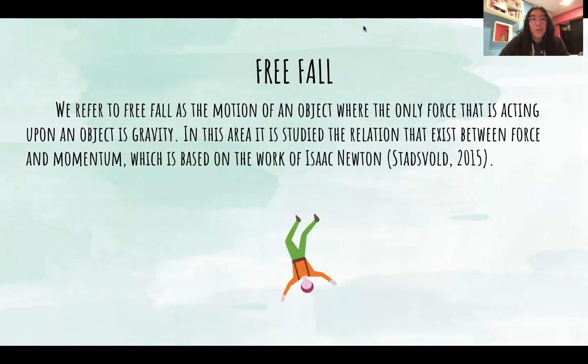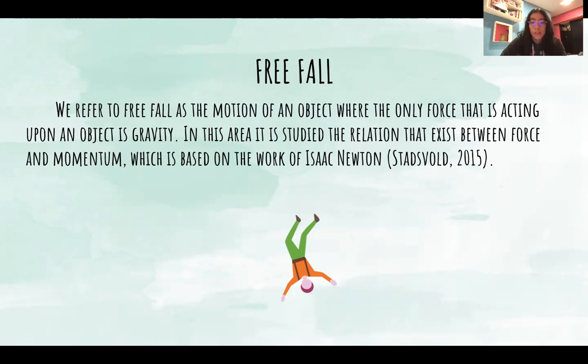First, free fall. We refer to free fall as the motion of an object where the only force acting upon the object is gravity. In this area, the relation that exists between force and momentum is studied, which is based on the work of Isaac Newton. Free fall is considered to be a uniformly accelerated rectilinear motion, where the acceleration is gravity, which is always constant, minus 9.8 meters per second squared.